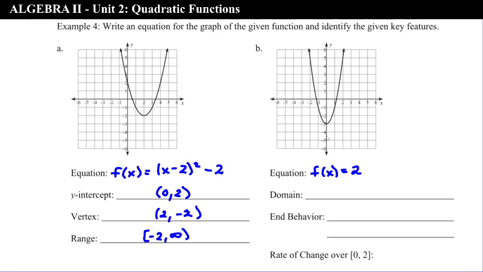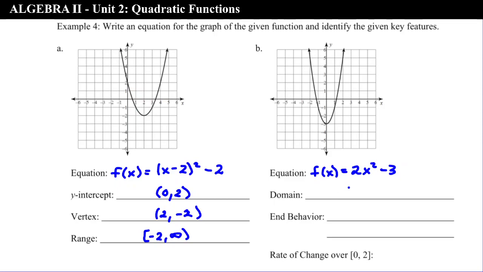Now, we have the next part. Our vertex is at 0, -3. So that 0 goes inside the parentheses with the x. Well, we don't really have to write that. It would be just x minus 0, which would just be x squared. And then we're down 3, so we're translated down 3. So our equation would be 2x squared minus 3.